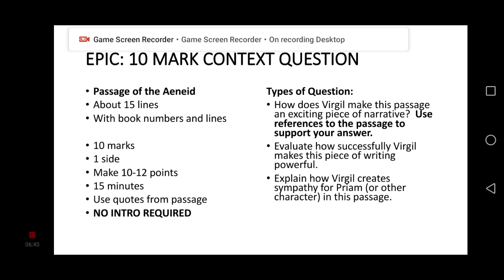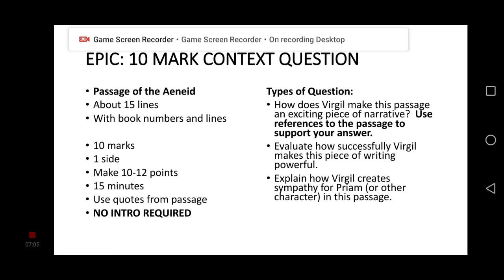How does Virgil make this passage an exciting piece of narrative? Again, similar questions to the Odyssey. Look at the dynamic verbs, look at the language, look at any extreme language, vast troughs, gulfs, things like that. Look at any pathos or sympathy. So go through your checklist and look at the exciting language.